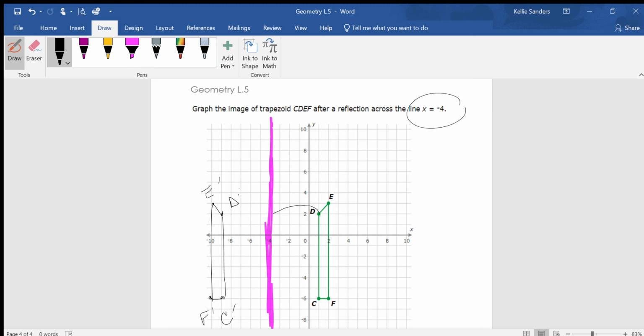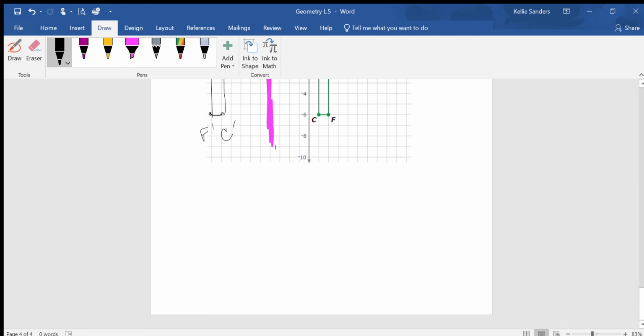Again, there is kind of a rule for it. It's not easy, it's not fun, so we're going to get to that when we get to L6. That's it.